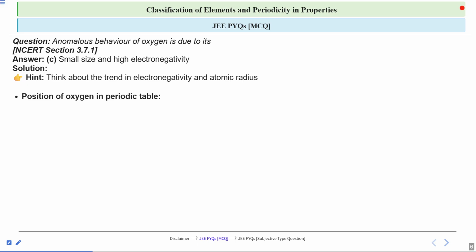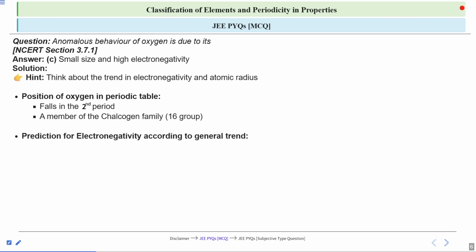So in understanding the position of oxygen, we know that it falls in the second period. And it is a member of the chalcogen family, which is group number 16. Next, if it is falling in the second period and it is a member of the chalcogen family, then what does it mean? It means two things.